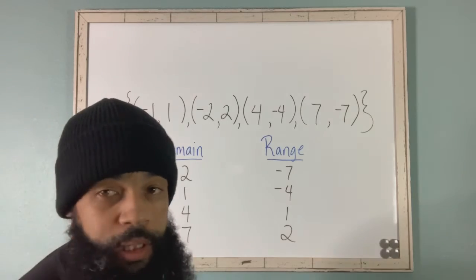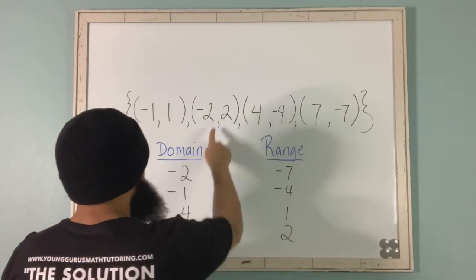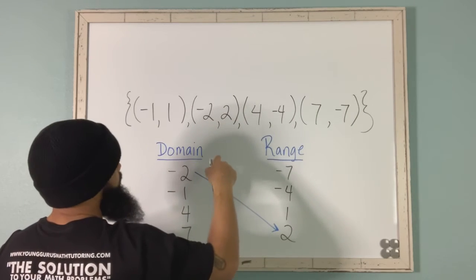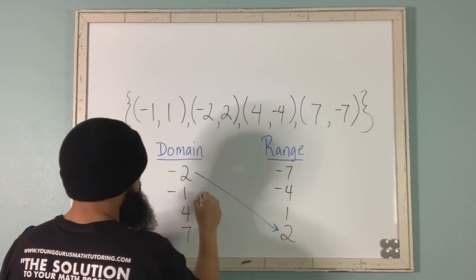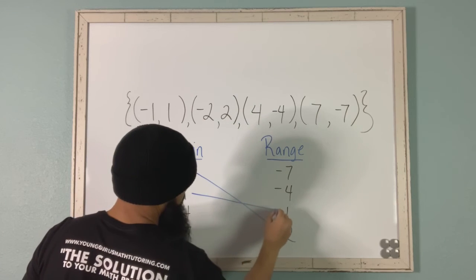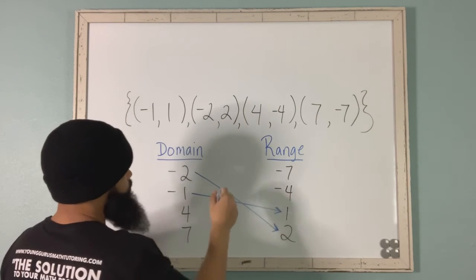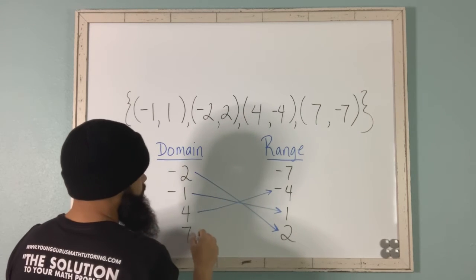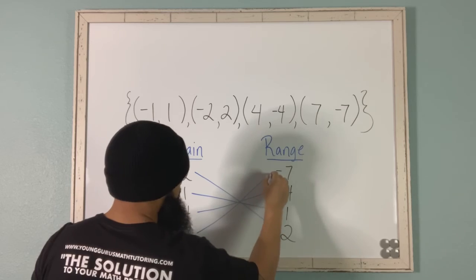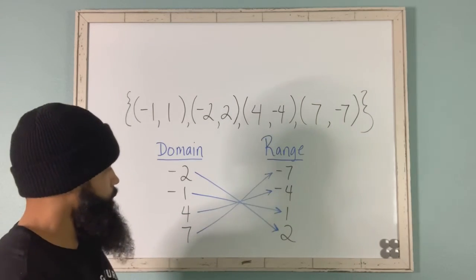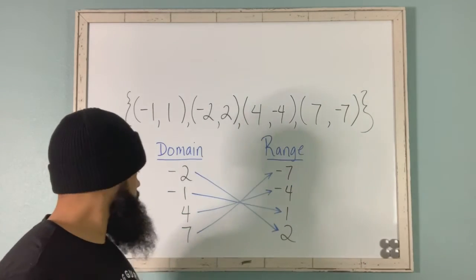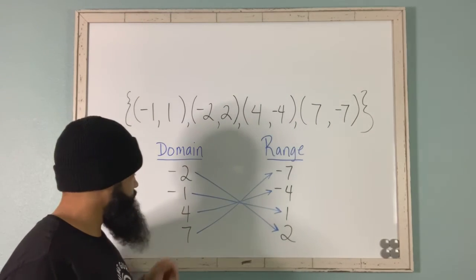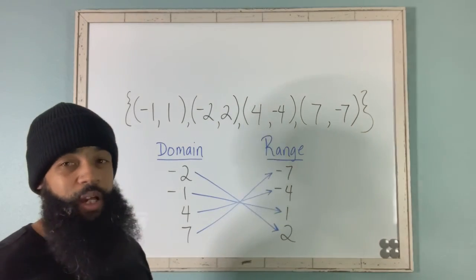And when I map those together, let's see, negative 2 goes to 2. Negative 1 goes to 1. Squeaky markers. 4 goes to negative 4. And 7 goes to negative 7. Now, 4 different lines. So we got all 4 ordered pairs. Now, each domain value is mapped to exactly one value of the range.